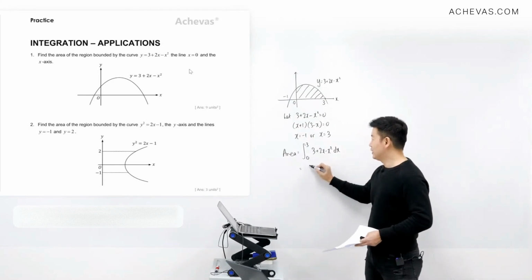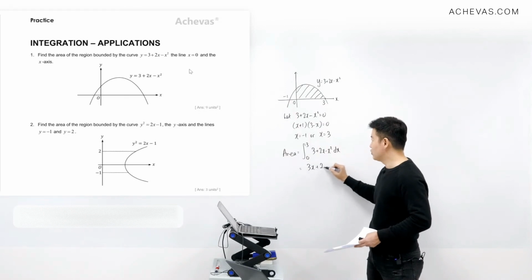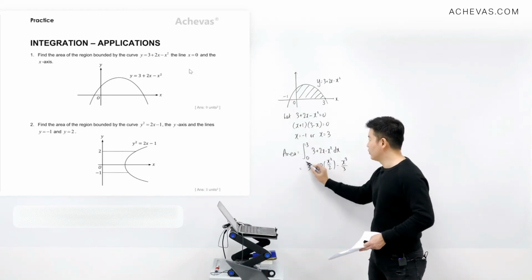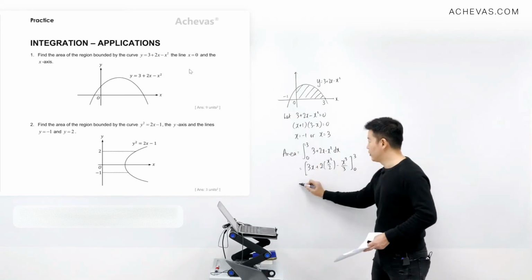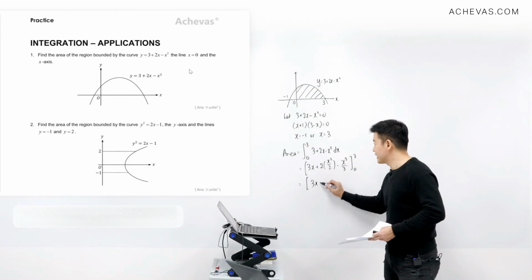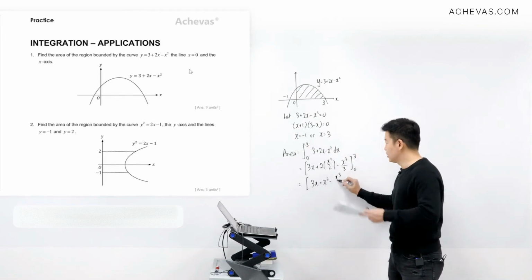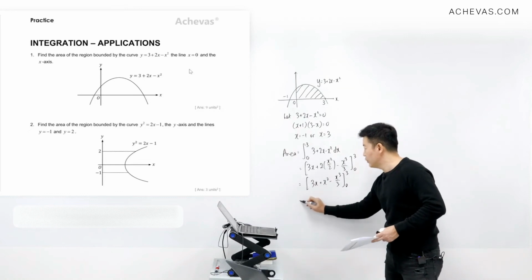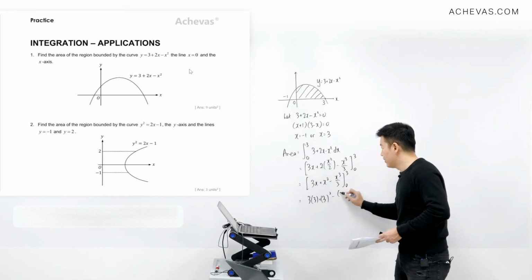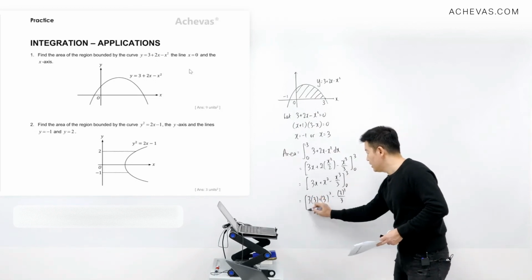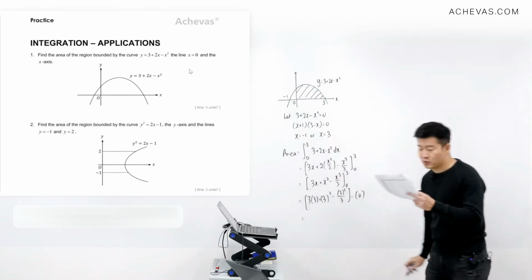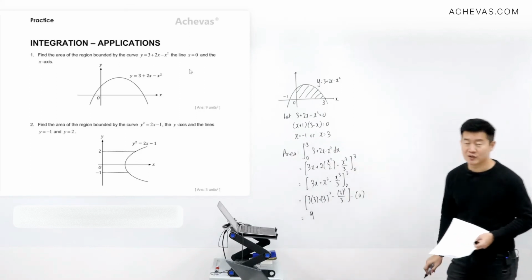So integrating, it is going to be 3x plus 2, this will be x squared over 2, minus integrating this is going to be x to the power 3 over 3. And we are integrating this from a lower limit of 0 and an upper limit of 3. So it is going to be equal to 3x plus x squared minus x to the power 3 over 3 from 0 to 3. This will be 3 times 3 plus 3 squared minus 3 to the power 3 over 3. This minus away, if I were to substitute 0 in, the whole thing will be 0. So the actual area is going to be equal to 9 units squared.